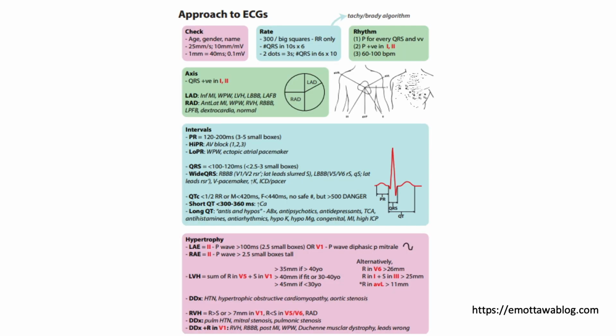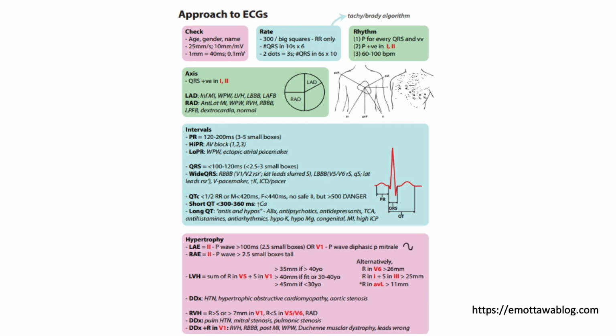Let's go! A big thank you to emottawa.blog, which is where I derived this handy chart. So guys, the important thing is that you got to be systematic. If you're not systematic, you're going to be missing things, all right? So first up, you're going to check the age, gender, and name, and check the paper speed. It should be running by convention at 25 millimeters per second, and the voltage should be running at 10 millimeters per millivolt. Then you want to check the rate.